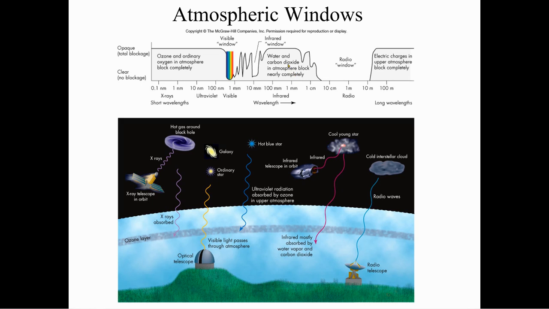But a lot of these other waves, because of water and carbon dioxide, are completely blocked out, as are the X-rays, ultraviolet rays, and the longer wavelengths like electric charges. So it's important to have telescopes that see in ultraviolet and X-rays outside the atmosphere, like this right here. We need these out here because we can't get a good look at astronomical bodies whose light is blocked. So much is blocked by our atmosphere.